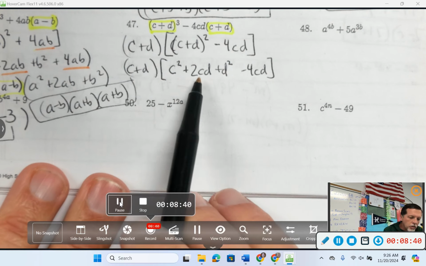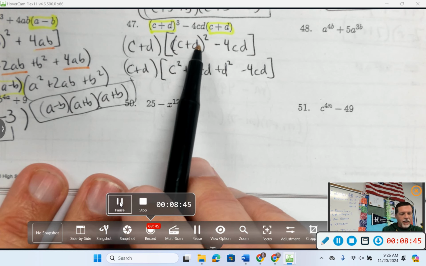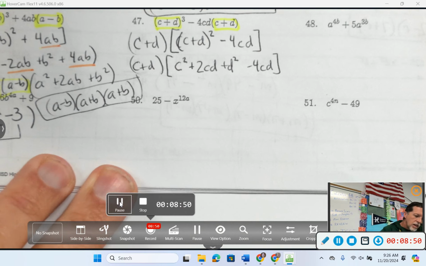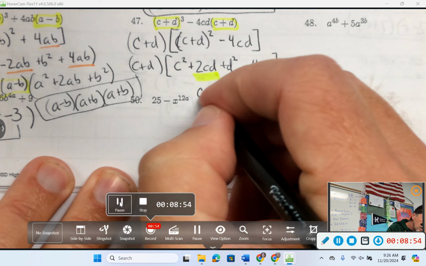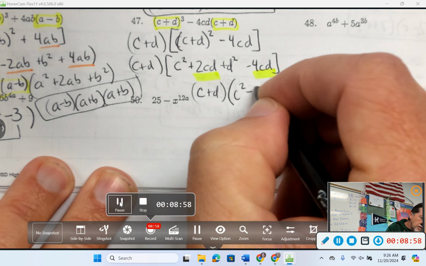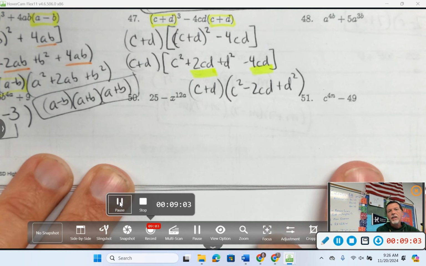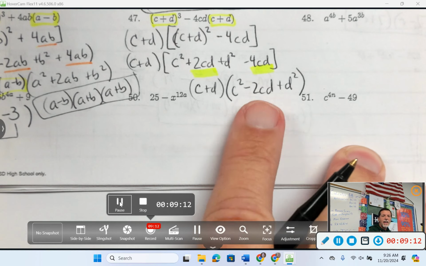All right, everyone knows that there's a CD term in there. It's not just C squared plus D squared. You can't distribute the square. Well, now I've got a CD term and a CD term. So that would be C squared minus 2CD plus D squared. 46 and 47 are probably the most annoying ones on the page, just because they keep going and going and going. In fact, I can now factor that.